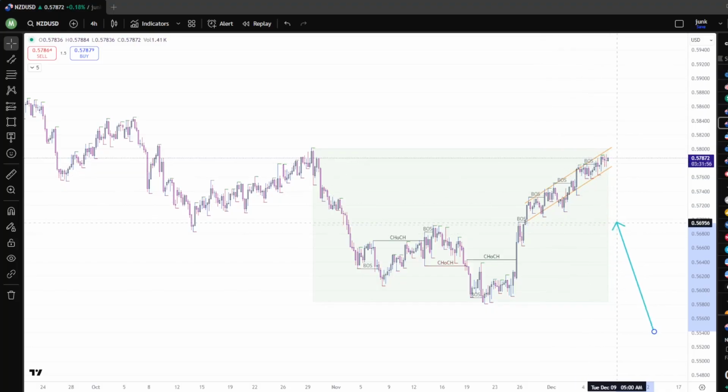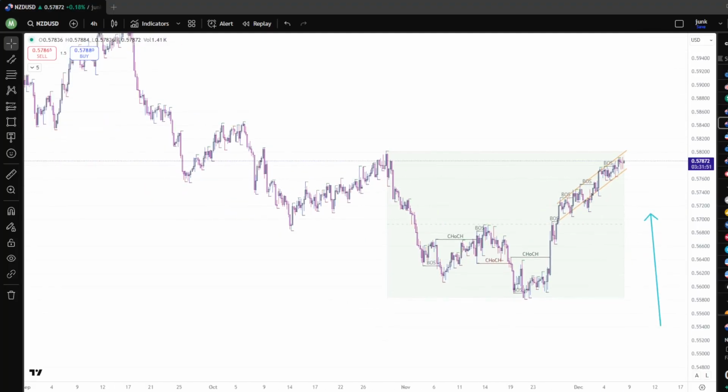If it does come back down first, then that's fine also, and then continue to push higher as the dollar gets weaker. And that's all I have for you today.